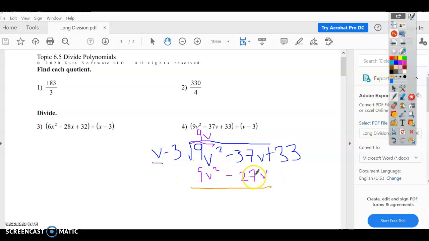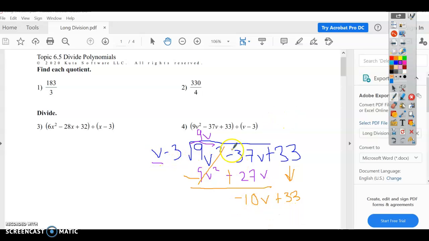Okay, so remember we're going to subtract these two polynomials. When we subtract them, the second polynomial is going to change signs. So instead of this being a positive 9v squared, it's going to be a negative. And then we're going to do the same thing here. So I'm going to change it to a positive now because it was a negative in the beginning. 9v squared minus 9v squared, that's 0. Negative 37 plus 27 is negative 10v. Okay, let's bring down this 33. And let's do it again.